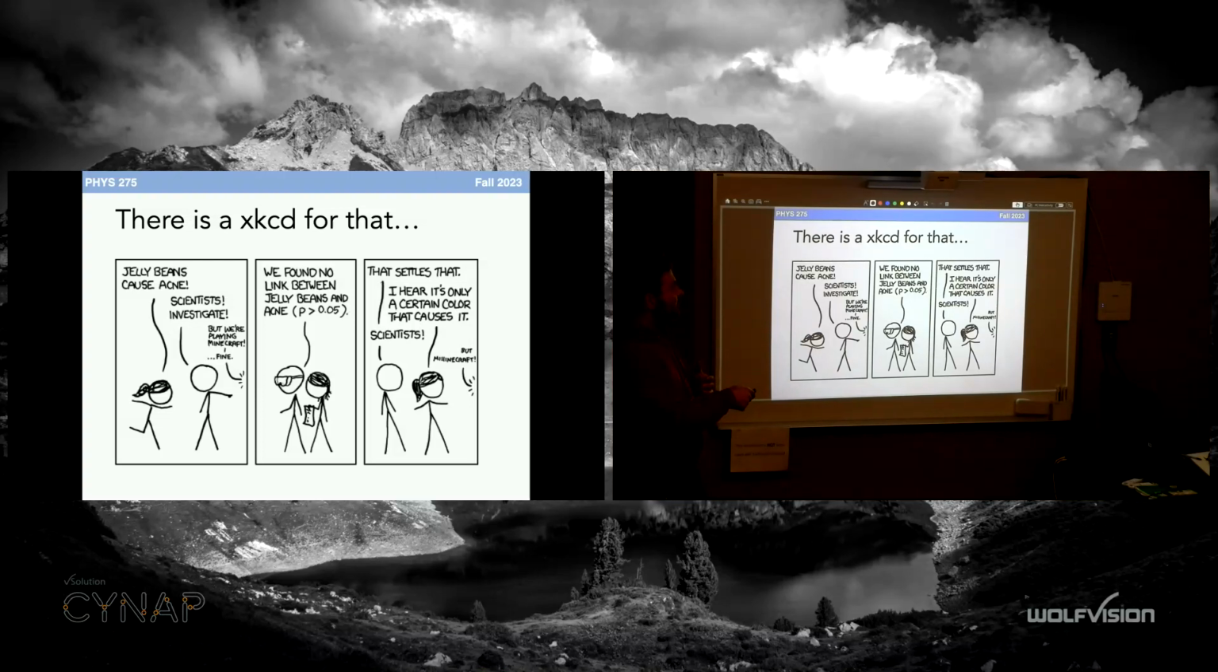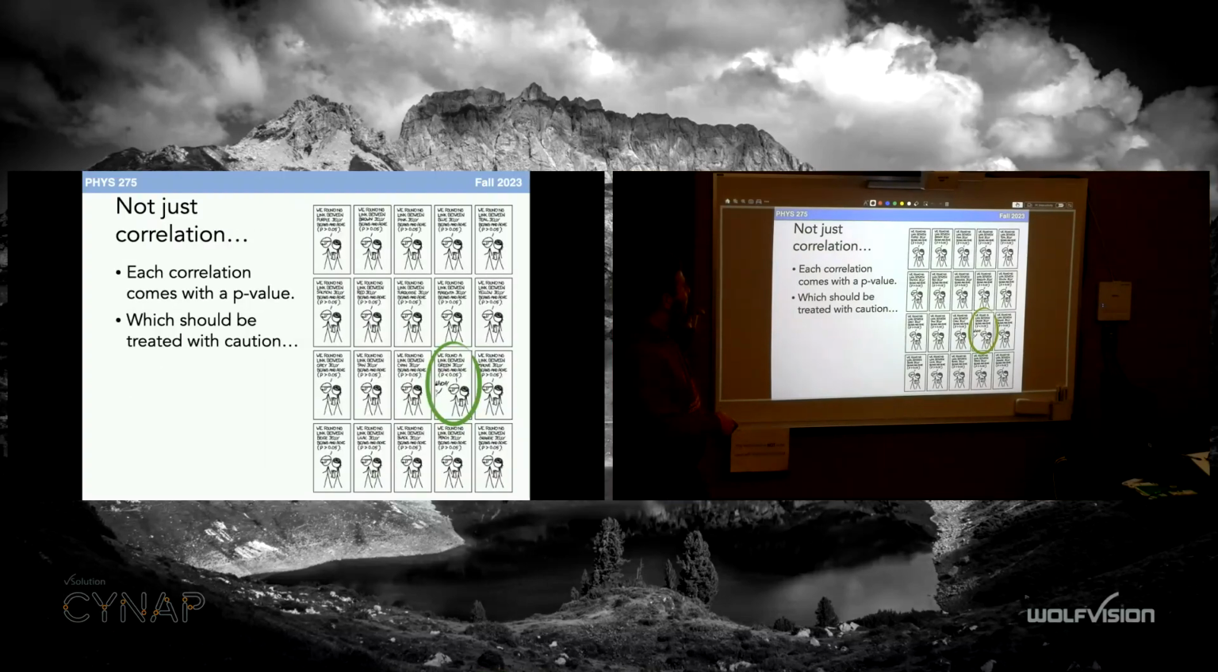That settles that. I hear it's only a certain color that causes it. Scientist, but Minecraft. Okay, so we found no correlation between purple jelly beans and acne. P is greater than 0.5. Brown, pink, blue, teal, salmon, red, turquoise, magenta, yellow, gray, tan, cyan, green. Ding, ding, ding. Suddenly P is smaller than 0.05, right? So we now have significance. But not for mauve, beige, lilac, black, peach, and orange.